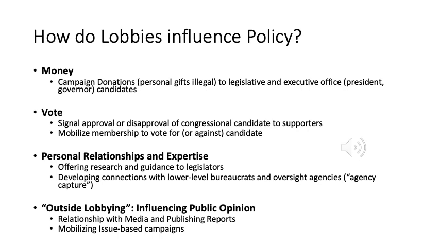An additional way that lobbies try to influence policy is through what is referred to as outside lobbying, influencing public opinion. So lobbies will oftentimes publish reports, they'll develop relationships with newspapers and TV channels and get their opinion out there in order to influence the wider public opinion about an issue that is dear to them. They'll also try to mobilize issue-based campaigns that affect the concern that they share in common with one another.